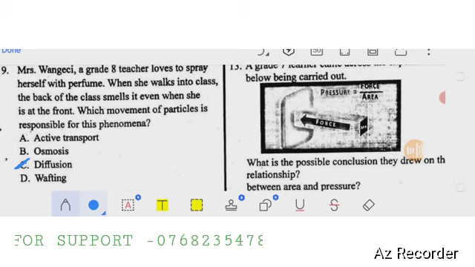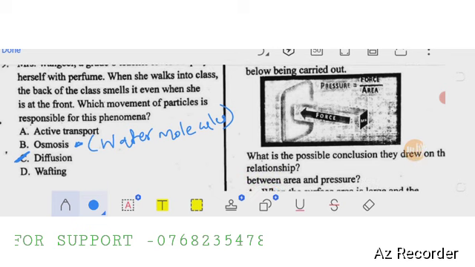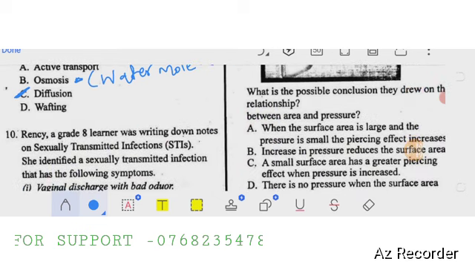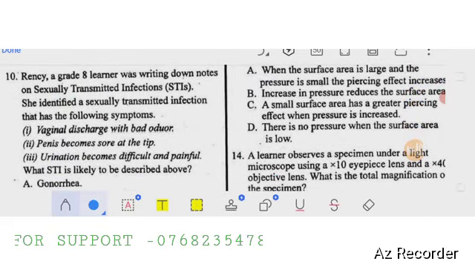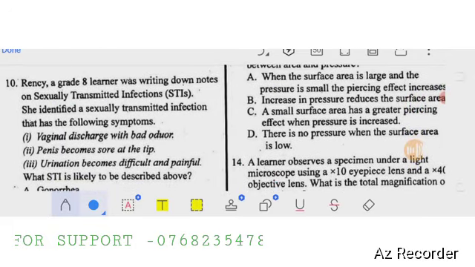The answer is not osmosis, because osmosis mainly talks about water molecules. So in osmosis, we talk mostly about water molecules moving from a region of high concentration to a region of low concentration across a semi-permeable membrane. So, question 10.